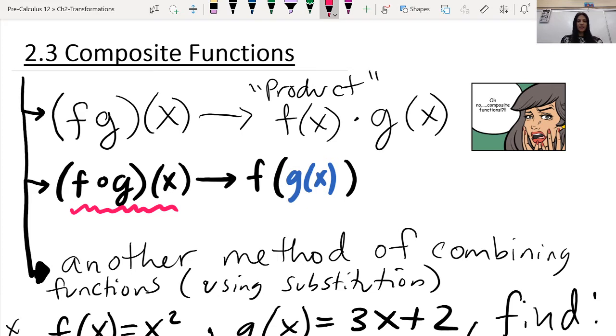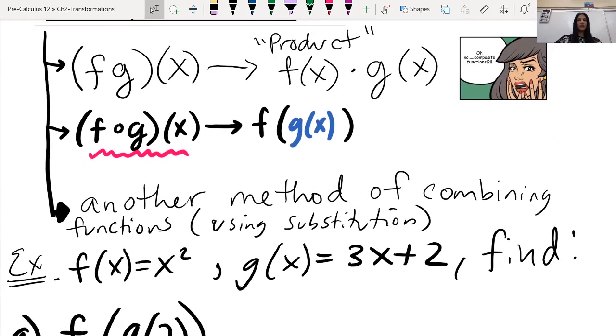So it says here, another method of combining functions using substitution. So this actually is based on things that you've done before. You've done lots of substitution, but this time instead of substituting in numbers, we're actually going to be substituting functions. So we can start off with something that's nice and familiar, and then we can work our way up to some more complicated examples.